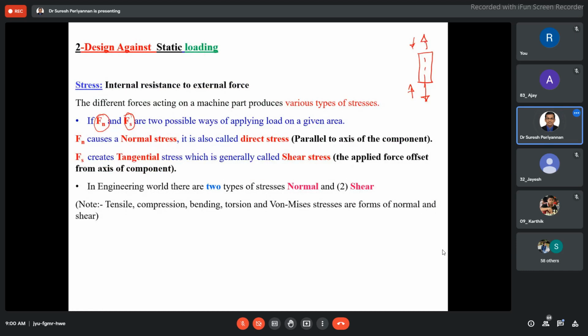Shear stress is when a force is applied offset from the axis of the component. This is the object fixed. The bottom portion is fixed, but the force is acting here. Now what will happen? This is the axis of the component, and the force is offset from the axis of the component, but parallel. In shear force, it's not necessary to be parallel to the axis of the component. Now this component is going to be subjected to shear.